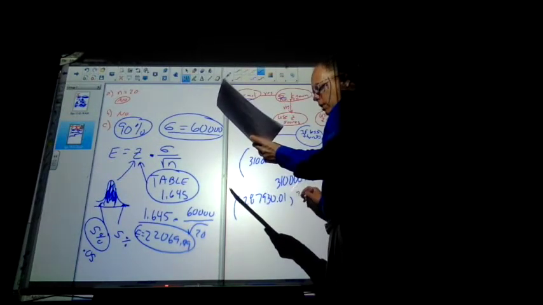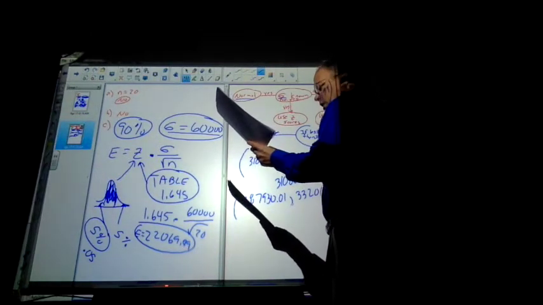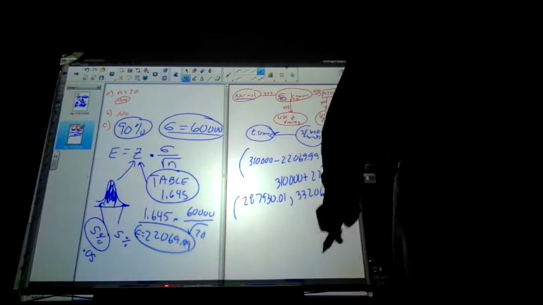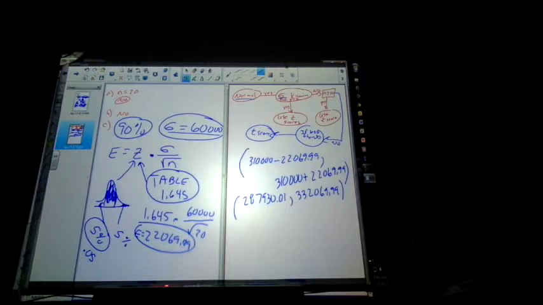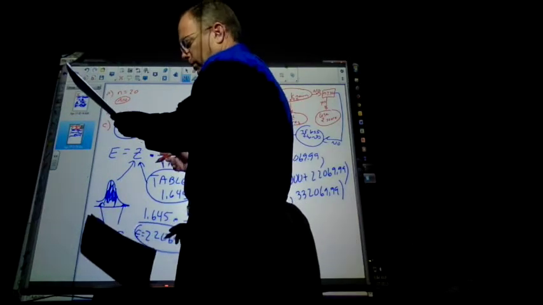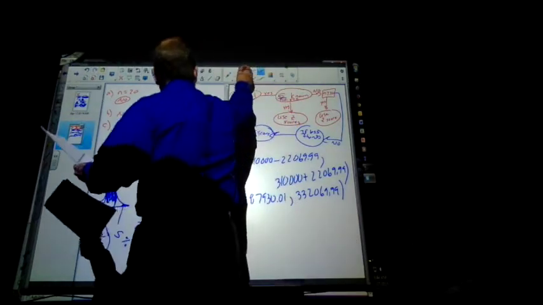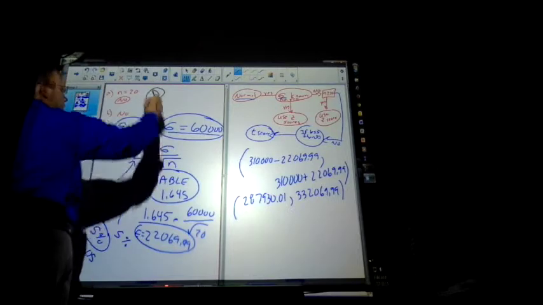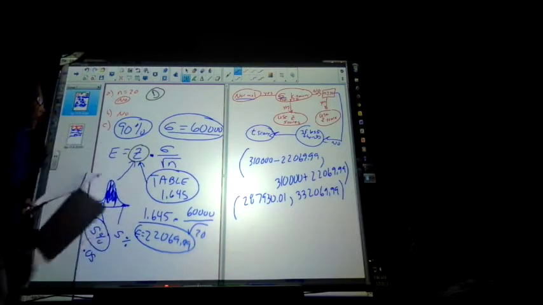So then I get 287,930.01, comma, 332,069.99. So I know that within 90% confidence, that's going to take place. Now, in order for me to do letter D, this is going to change.